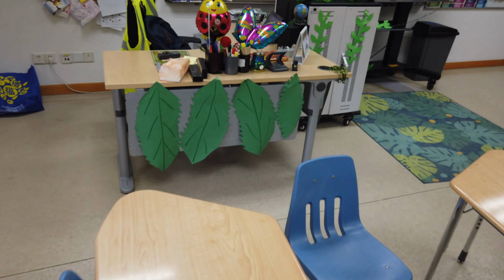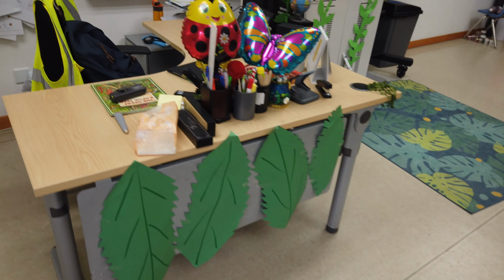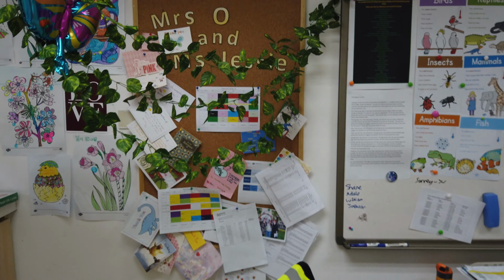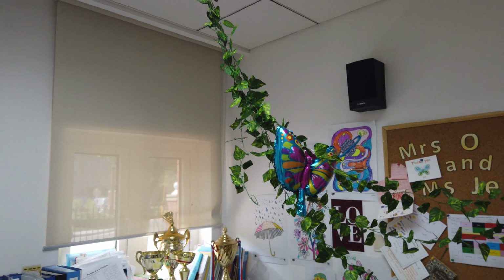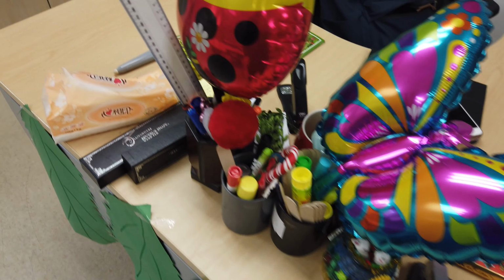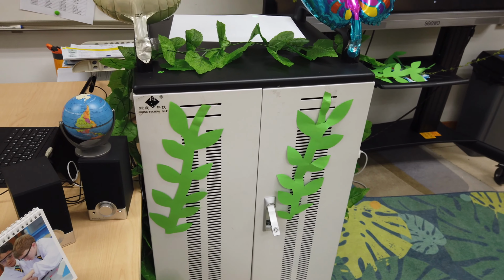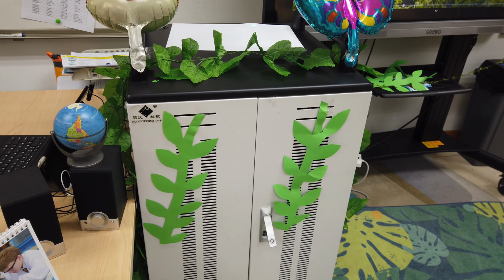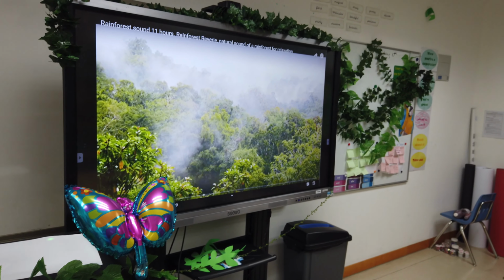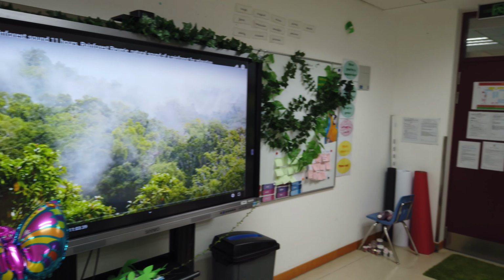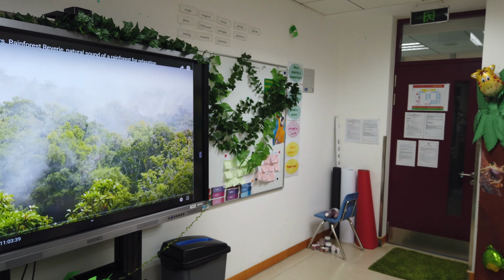And then my table has been converted. I put some leaves on the front here, and we have this drape across the back here with a little butterfly in it. And I've got some more animals here. We also have some leaves across our ICT, where all the laptops are. I also played some music this morning when the kids came in, and the whiteboard is covered with leaves. Right, so that's my room, and I'm really happy with how it's turned out.